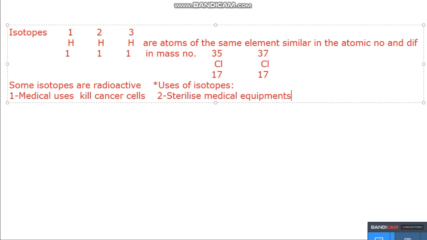The third use of radioactive isotopes is in industry. So it also has industrial uses.